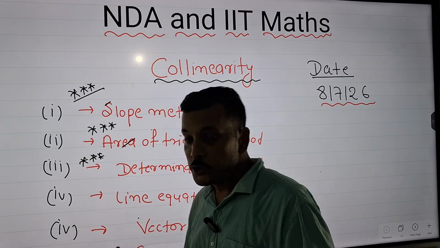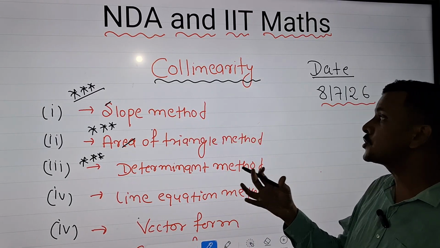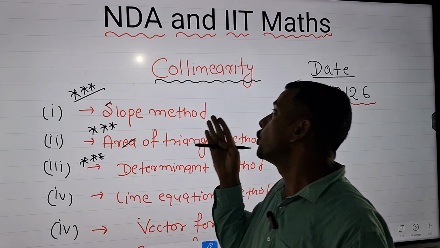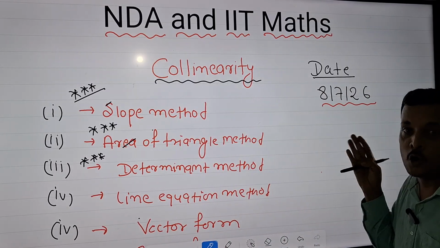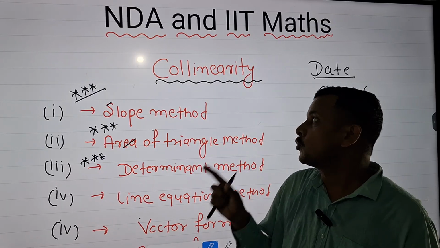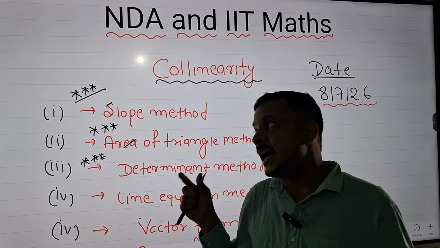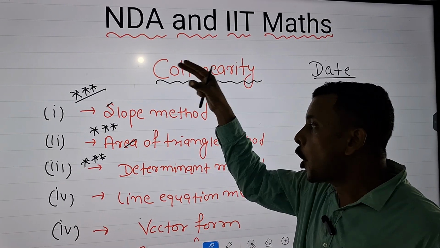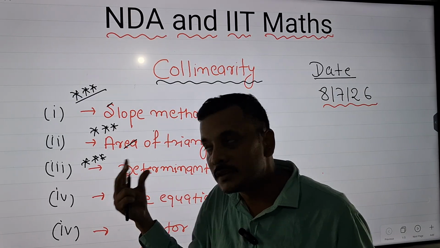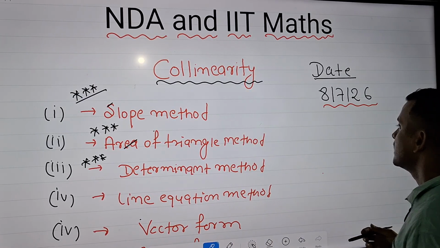Today I am going to explain one of the most important parts of a straight line, that is collinearity of three or more points. First of all, I will explain what collinear points are, and then I will explain all the methods by which you can find the collinearity of 3 or more points.